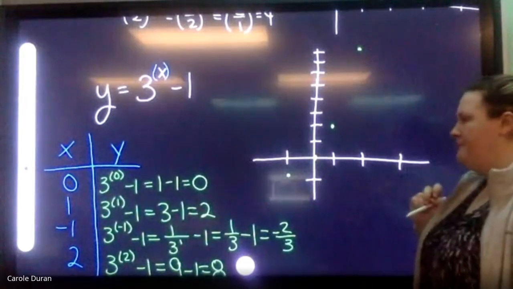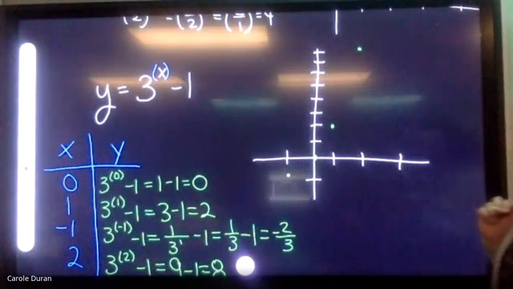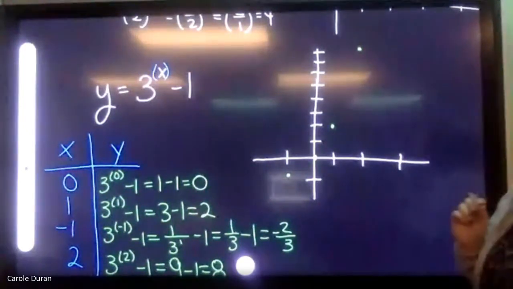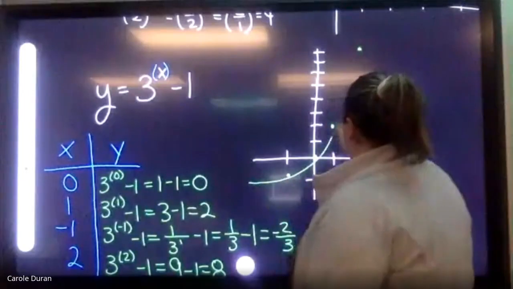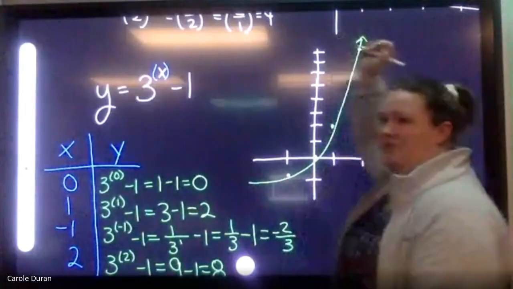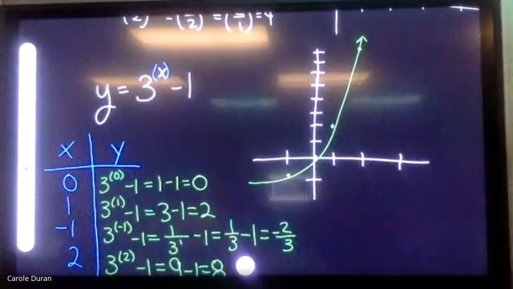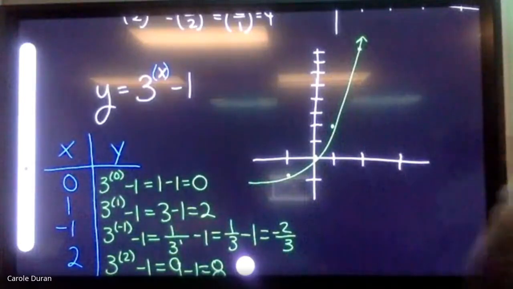Use for what? Yeah, it was a very bad idea. But you got what? 81 minus 1 was 80. You should have, because 3 to the 4th is 81.